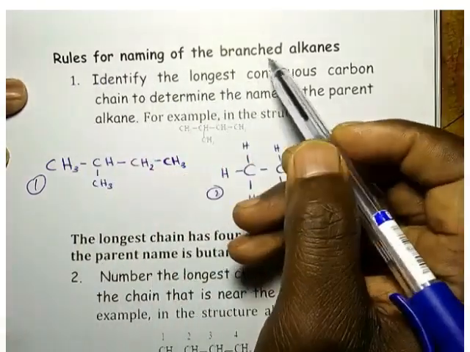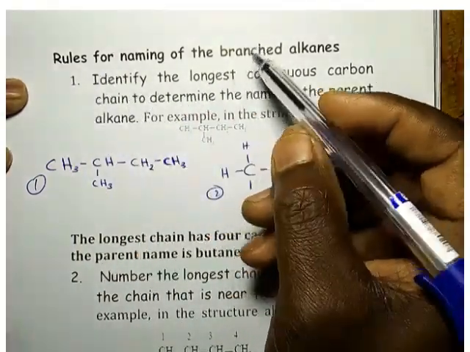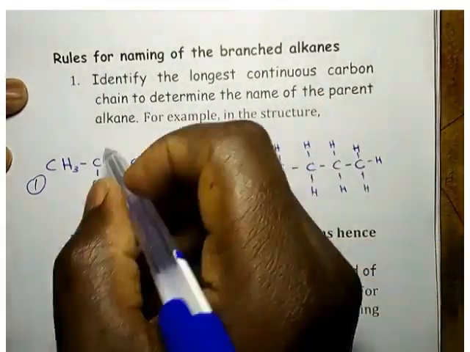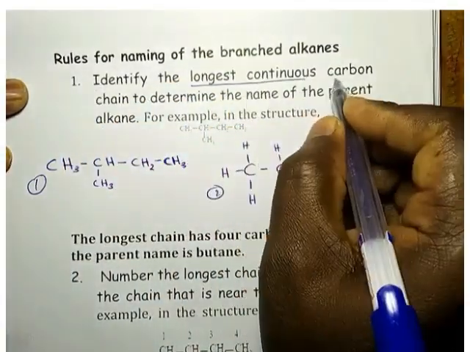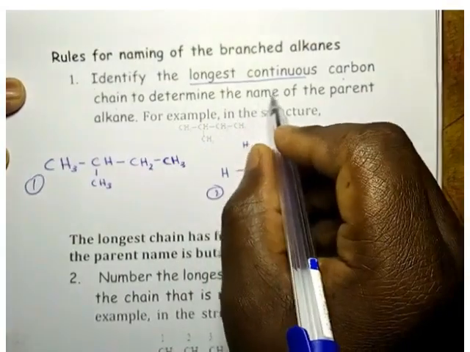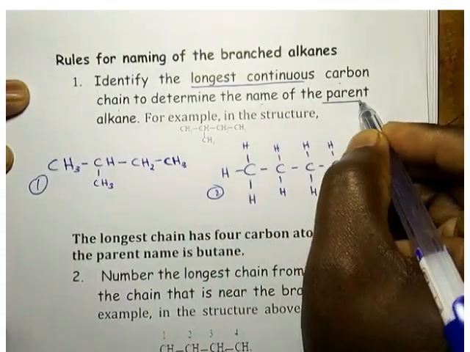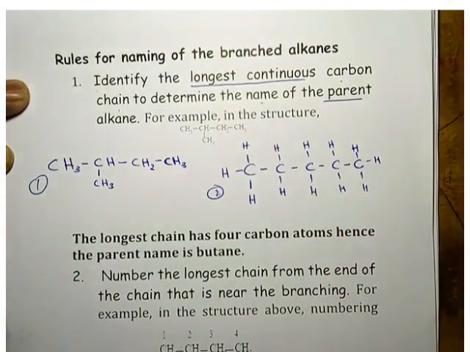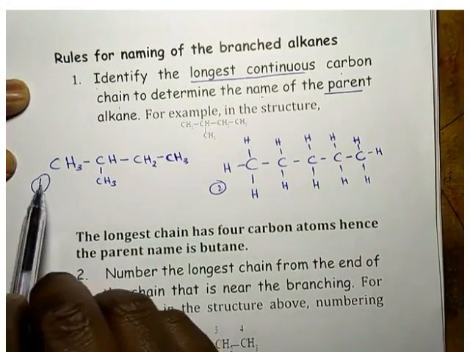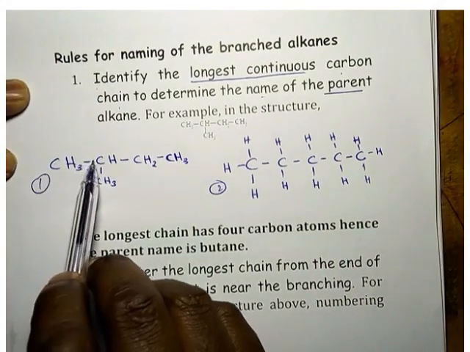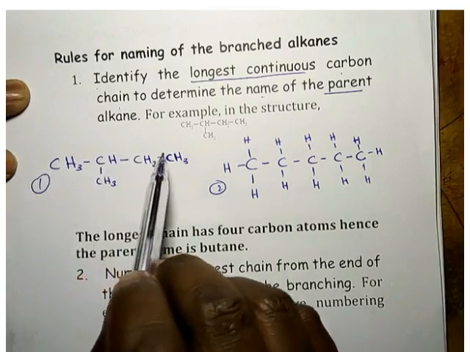So how do we name branched alkanes, the ones that have branches? First, you identify the longest continuous carbon chain to determine the name of the parent. How do you know the name of the parent? You count to get the longest continuous carbon chain.